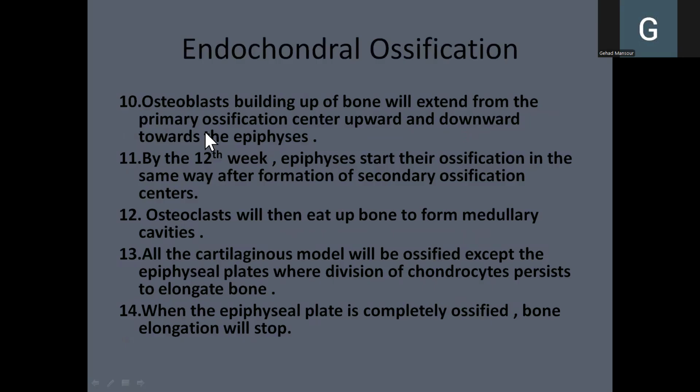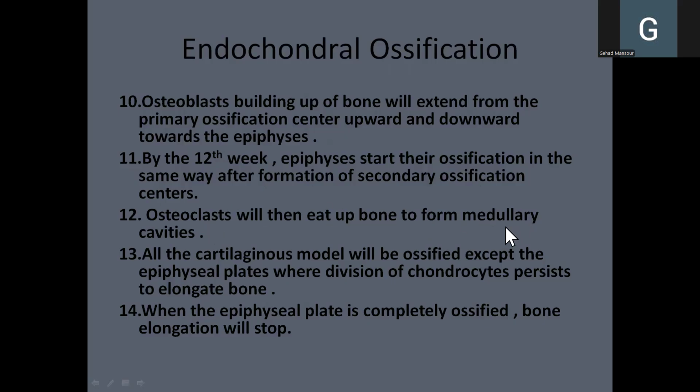And then after having established this primary ossification center, the osteoblasts will migrate upward and downward to extend the process of ossification to the rest of the bone. And by the end of the 12th week, about 3 months of pregnancy, we will start the same process of ossification, but this time in the heads of the bones, or the ends of the long bones, which are called the epiphyses.